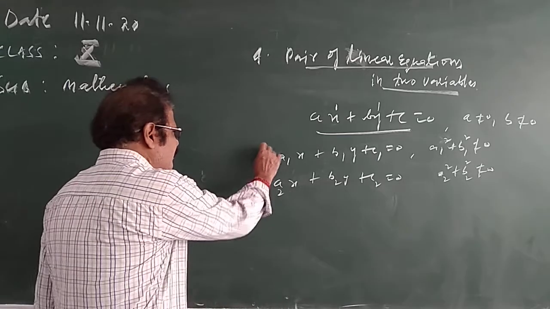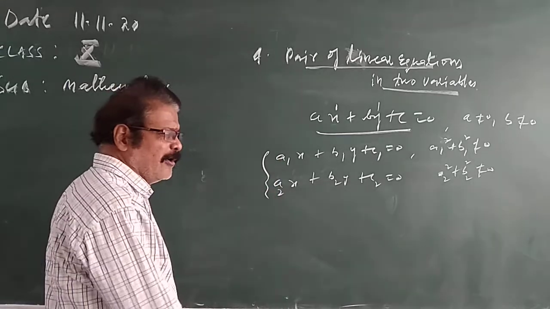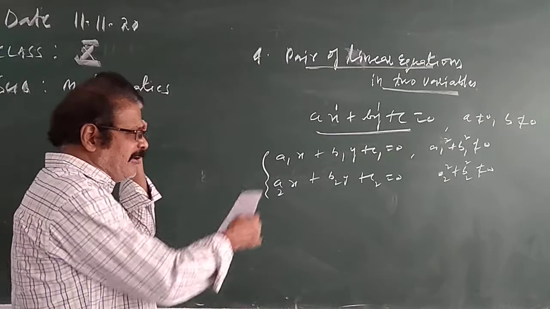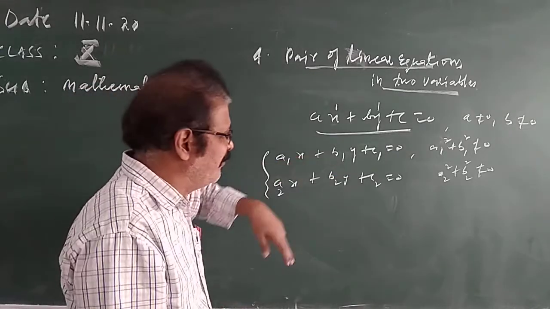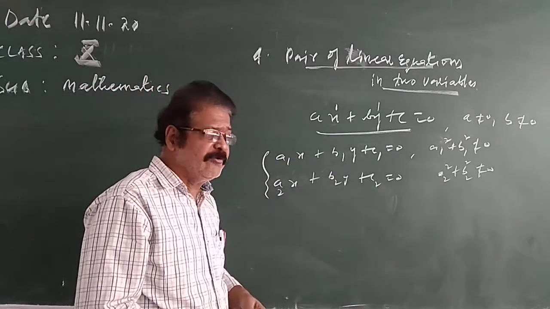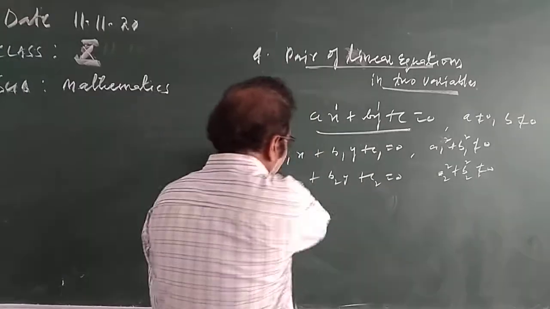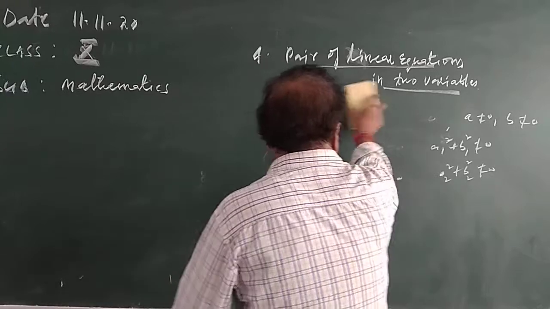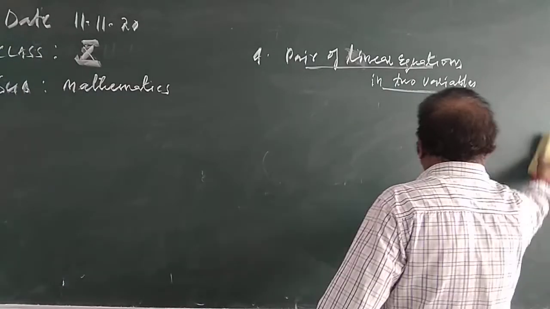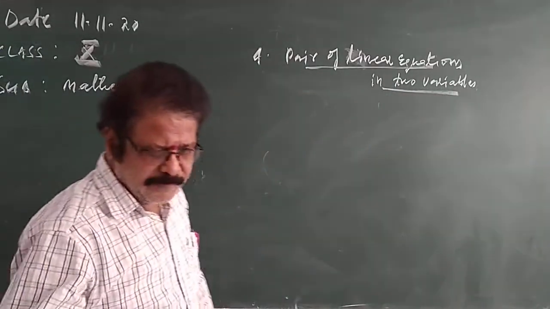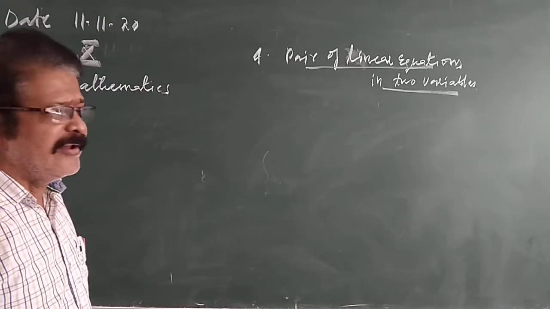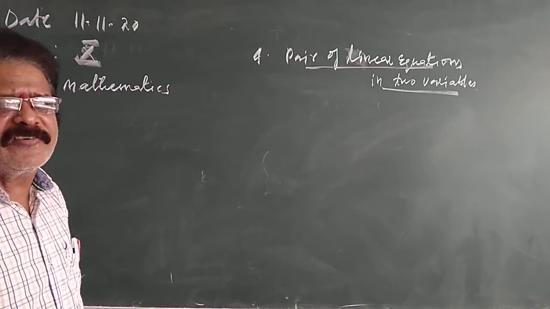So this is one. These two are the pair. Pair means two. Pair of lines. The pair of linear equations: a1x plus b1y plus c1 equal to 0, a2x plus b2y plus c2 equal to 0. These we discussed. So, solution. What is the solution of a pair of linear equations? Solution means the values that satisfy the given pair of linear equations are called the solution.